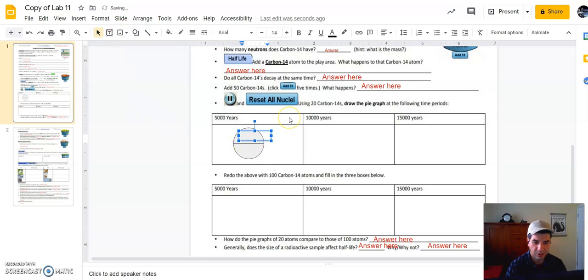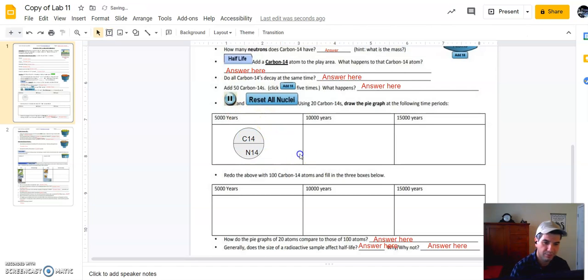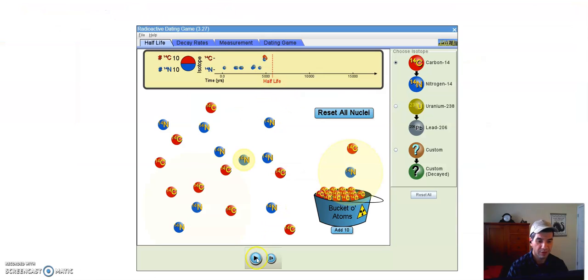Using the text box tool, we're going to write C14. Using the text box tool, we're going to write N14. So that's it for 5,000. We'll do the same thing for 10,000. Let's hit play. And we stopped at about 10,000.